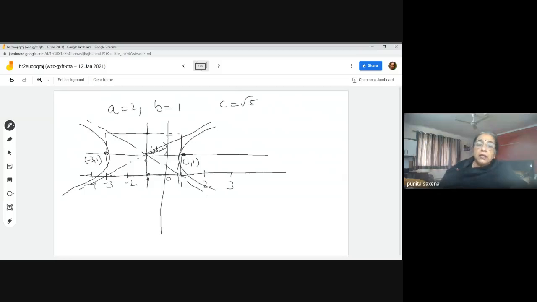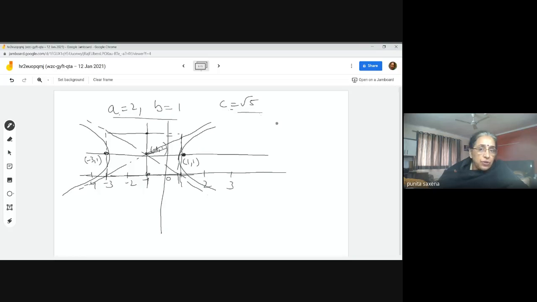Now, sometimes what happens is that sketching is okay. Sketch we can do with just the knowledge of center, A and B. You know, like sometimes they say, okay, plot the focus also. So what do you have to do? You have to move C units.